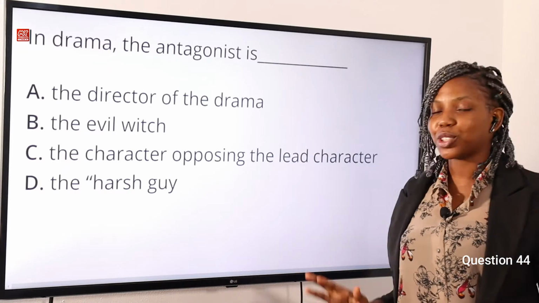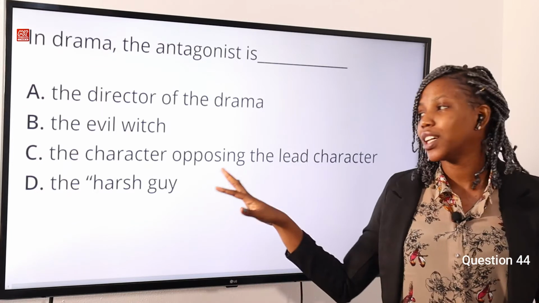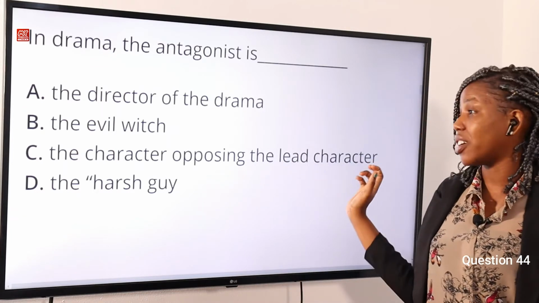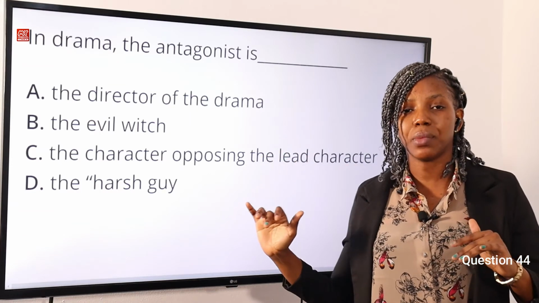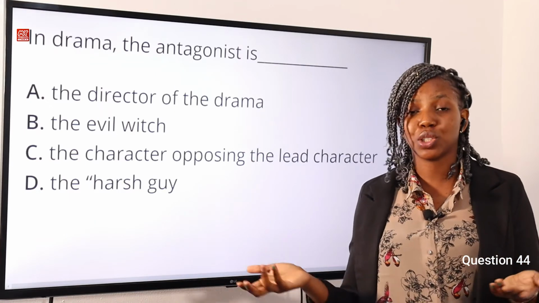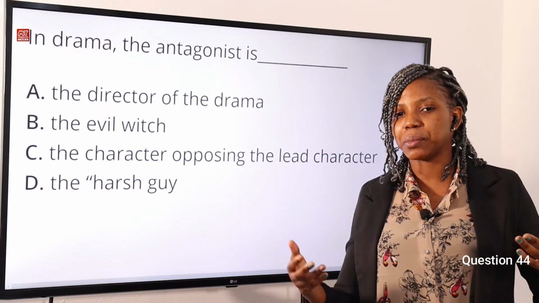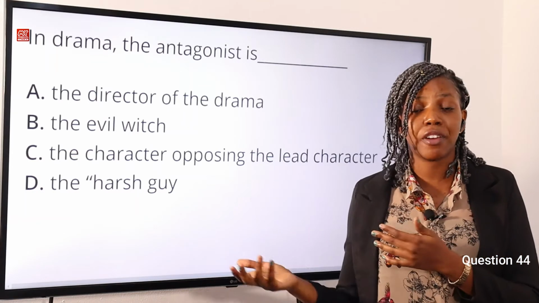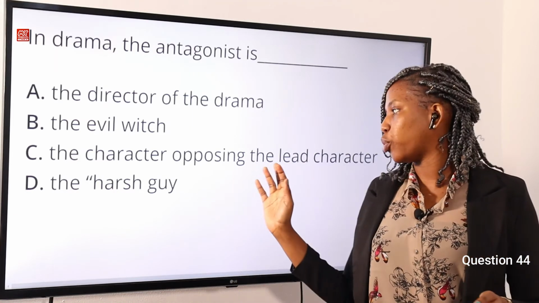The answer to this question, or what I refer to as the best answer, is option C, the character opposing the lead character. Usually this is the best definition for an antagonist. It could be called the ash guy, or the evil witch or wizard, because usually they portray a very bad character. But the best answer is the character opposing the lead character.